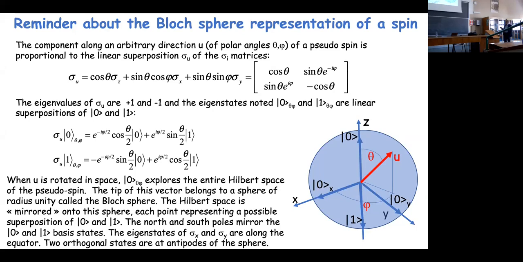And I remind you that two orthogonal states are opposite on the Bloch sphere. So these are pure states. We also discussed mixed states, which are not pure, and they are represented by Bloch vectors which are inside the Bloch sphere, not on the surface of the sphere. But this is how you describe your two-level atom.